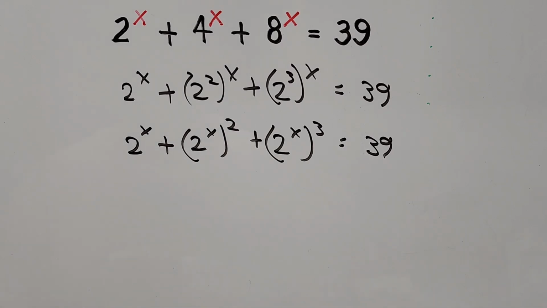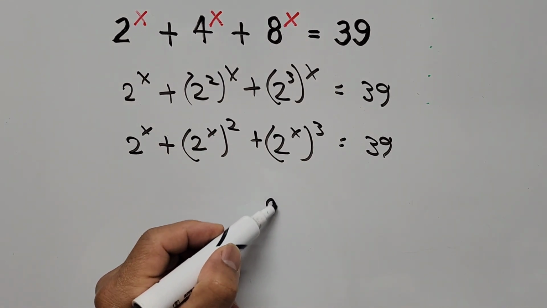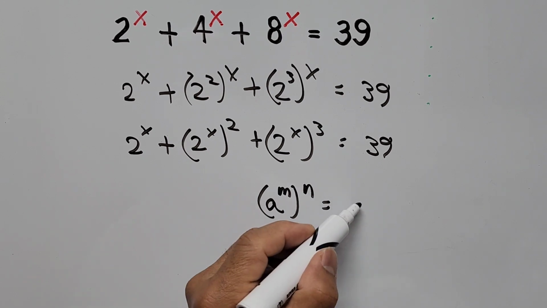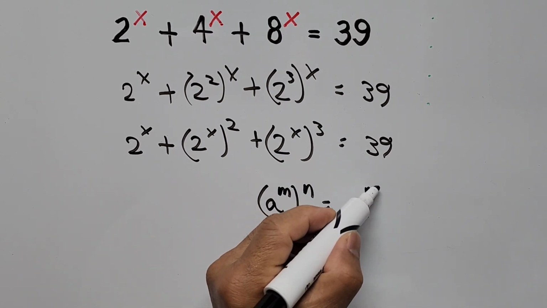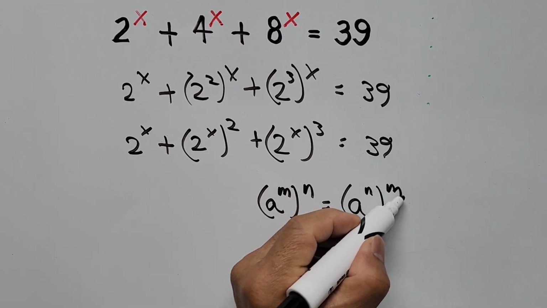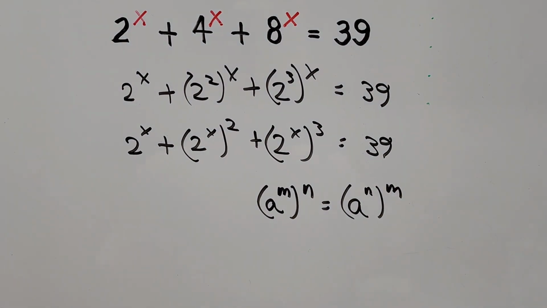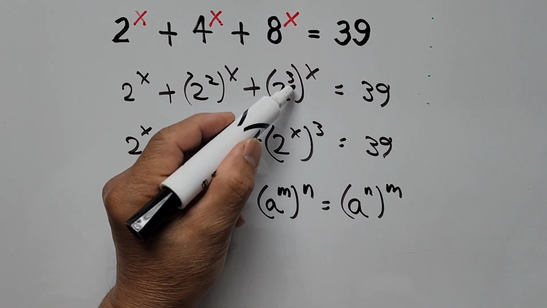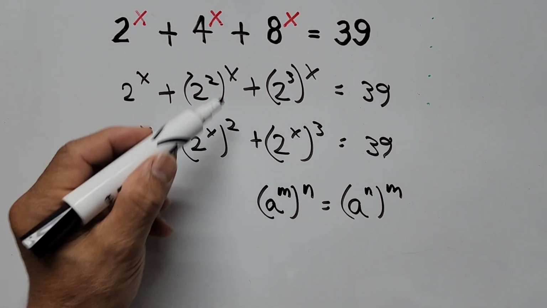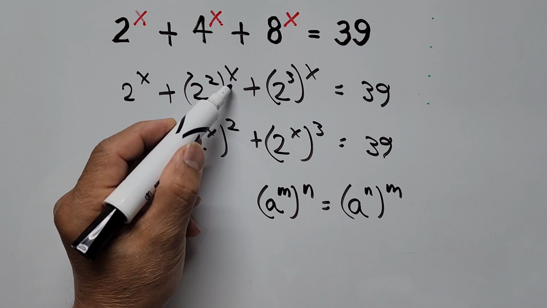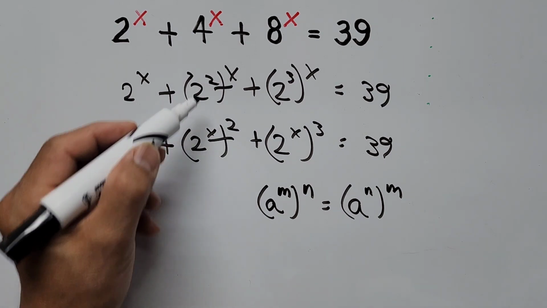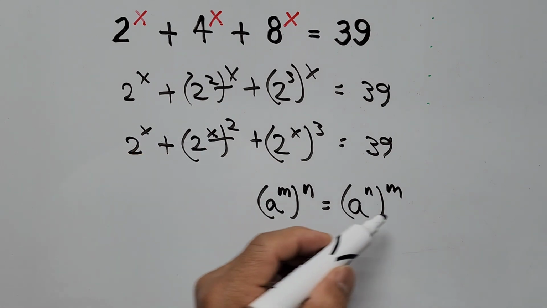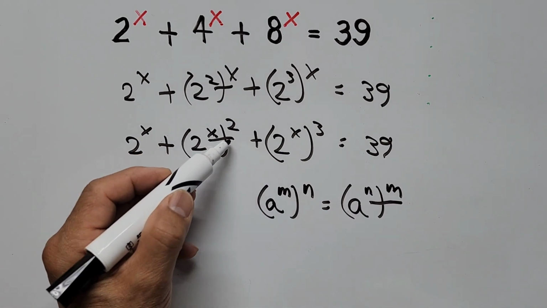So here we use the exponent property: a raised to the power of m, raised to the power of n, is equal to a raised to the power of n times m. And exponent m here is 2, in the third term it is 3, and exponent n is x. So in the second term, if you notice, we switch the position of those exponents. Alright, so we have that at this point.